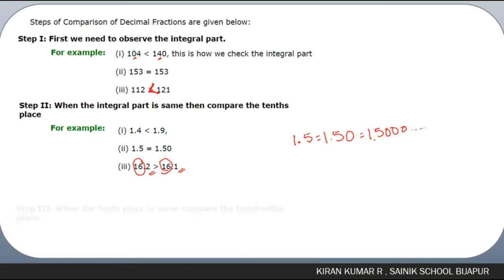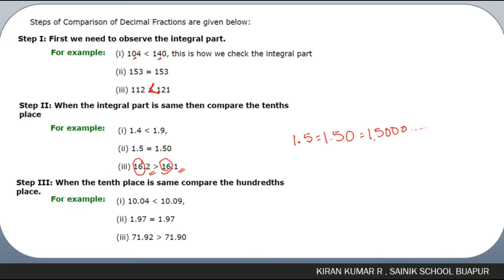The next step is when the tenths places are also the same, we compare the hundredths place. For example, 10.04, 10.09, this 9 is larger than 4. In the next example, we have 1.97 equal to 1.97. They are having the same digits. The digits in the respective places are equal. 71.92 is larger than 71.90.